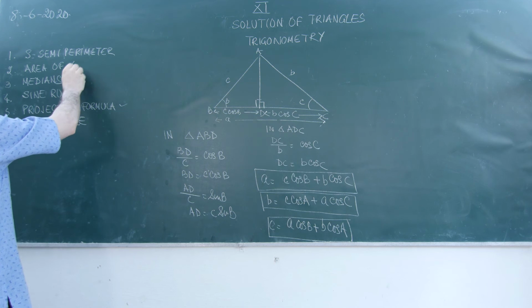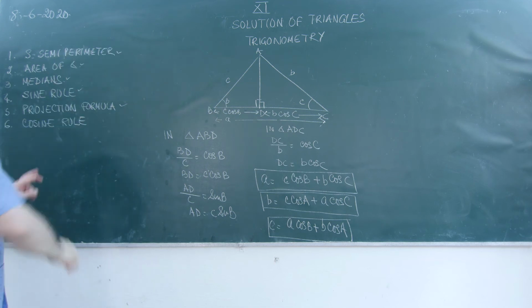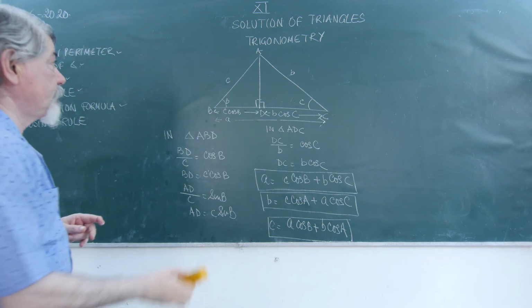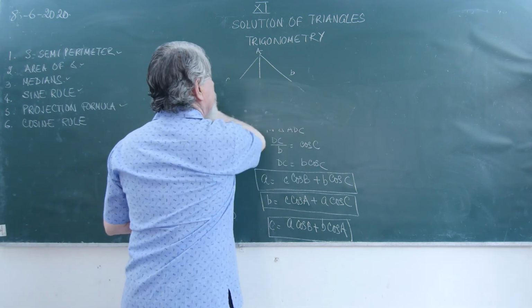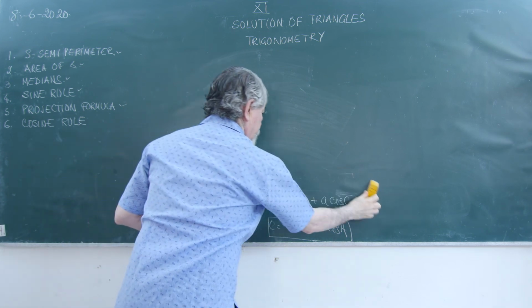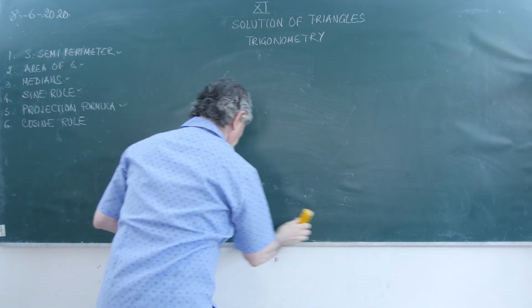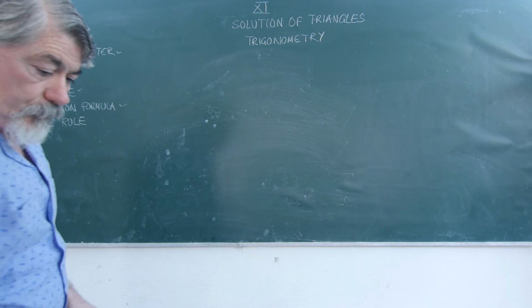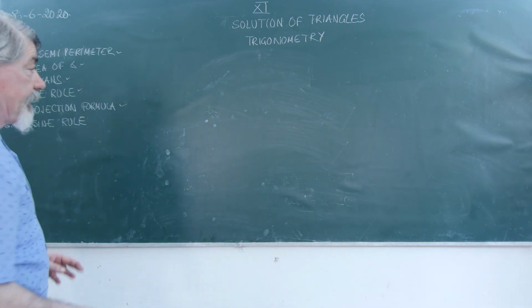We've done sine rule, medians, area of triangle, and perimeter. Now the last thing for today is the cosine formula. The cosine formula is also the same.